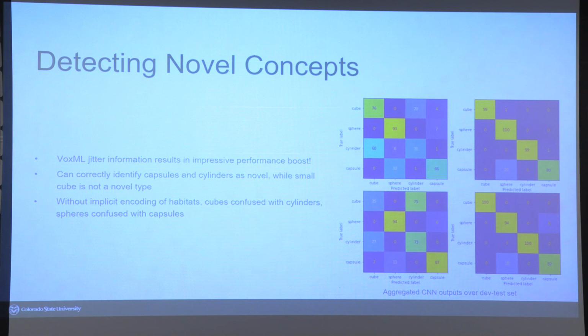So without that implicit good encoding of habitats, we see that the cubes are confused with cylinders and the spheres are confused with capsules. So this type of embodied information within the environment seems to be pretty critical to be able to do this type of novelty detection task.